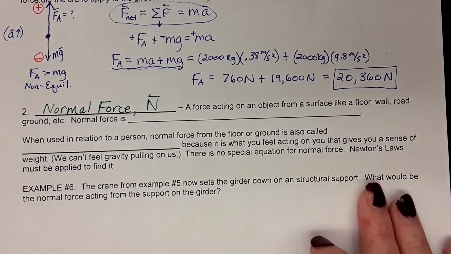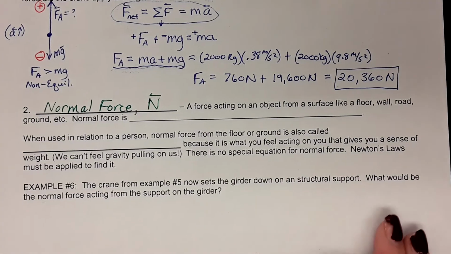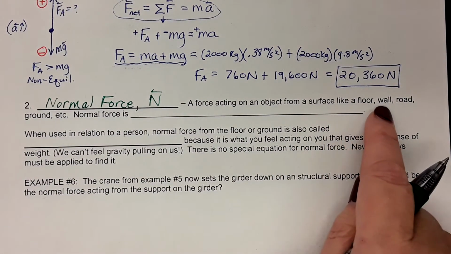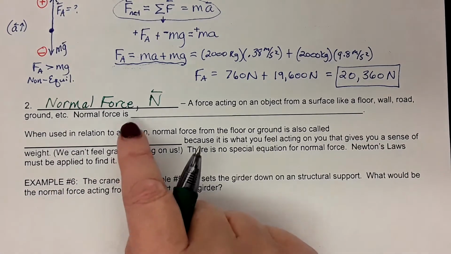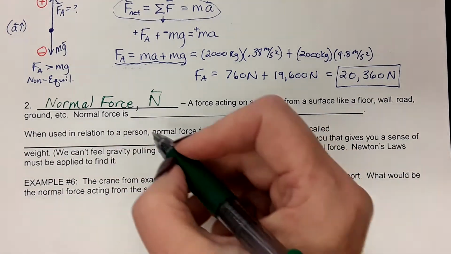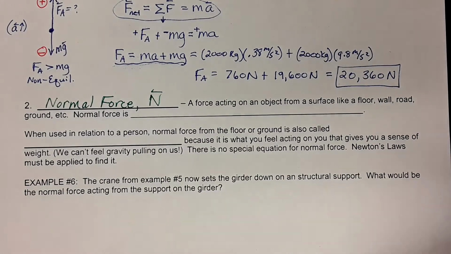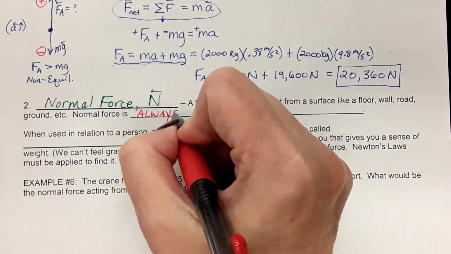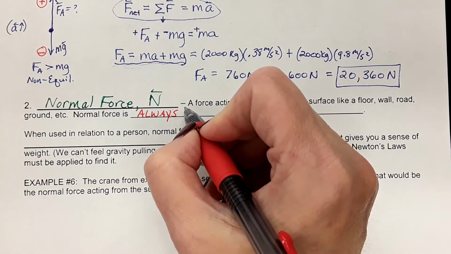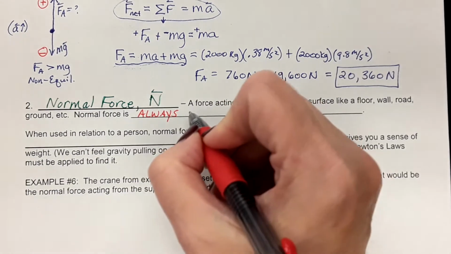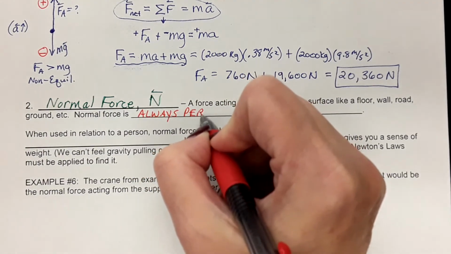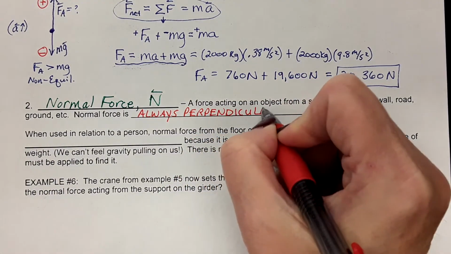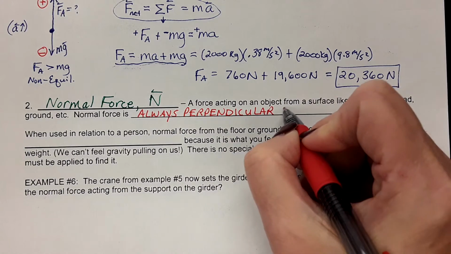All right. A normal force is a force that acts on an object from a surface, like a floor, a wall, a road, the ground. A normal force is also, and I'm going to put this in red, it's also always, not every once in a while, always, perpendicular to the surface.